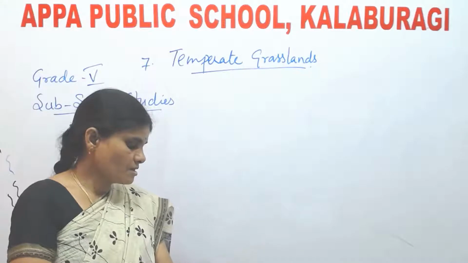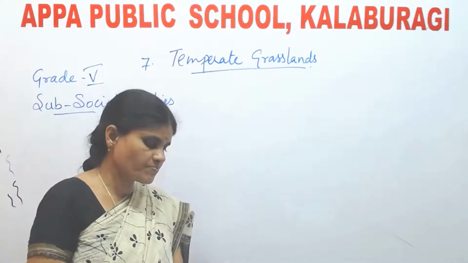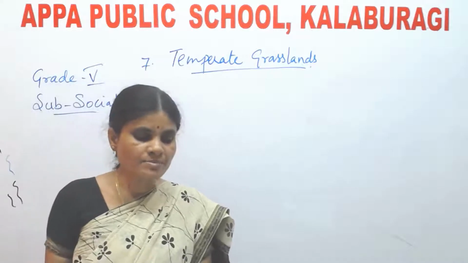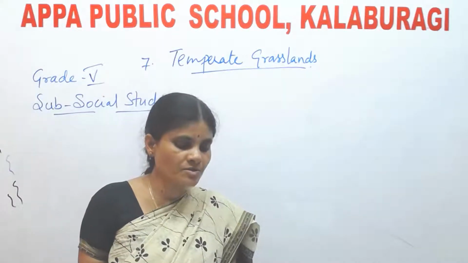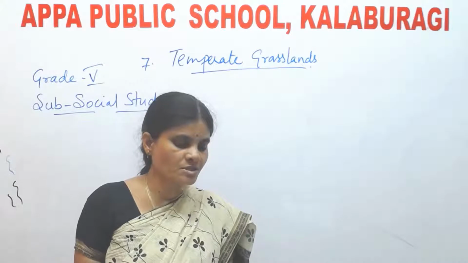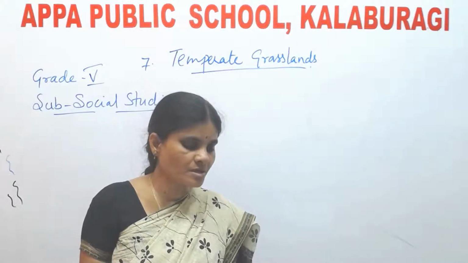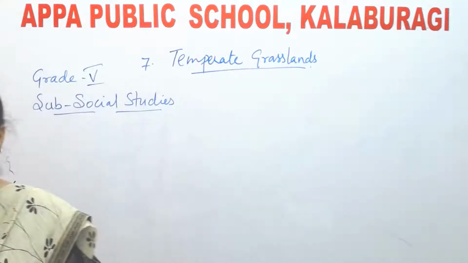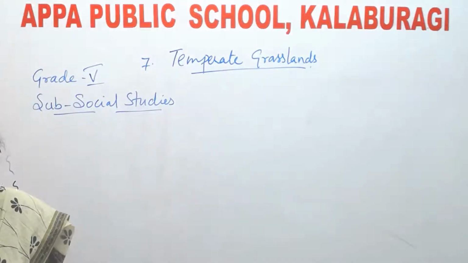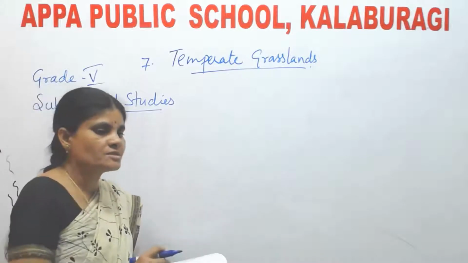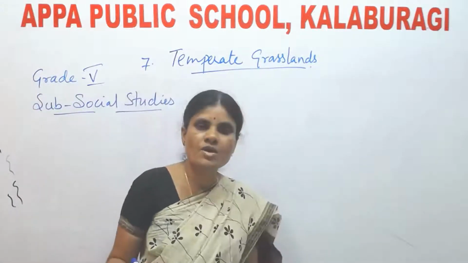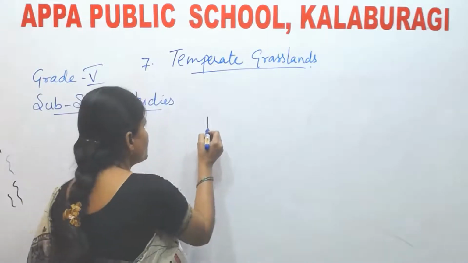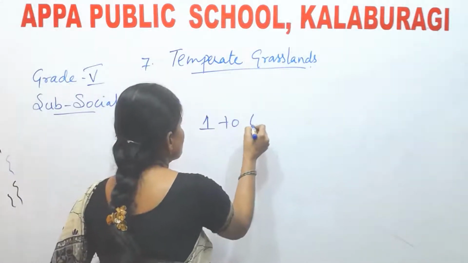See, up to 6 lessons. Up to six lessons, that means globes and maps, latitudes and longitudes, movements of the earth, continents and oceans, the equatorial region, climatic zones of the earth. All these lessons were for first sem. That means summative assessment 1. These lessons we have completed in summative assessment 1. That means 1 to 6th lesson.